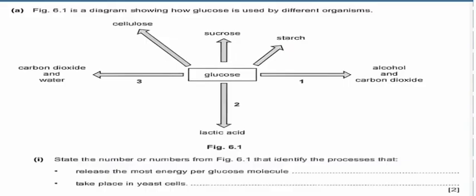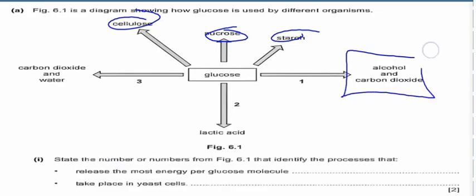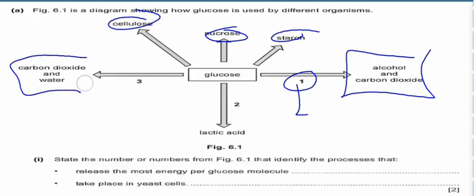Figure 6.1 is a diagram showing how glucose is used by different organisms. So we have cellulose here, sucrose, starch, alcohol and carbon dioxide, which means this one here is anaerobic respiration because alcohol is being produced and carbon dioxide. Then carbon dioxide and water, so which means this one here is aerobic respiration. Then we have lactic acid, which means even this one here is going to be anaerobic respiration now in living cells.